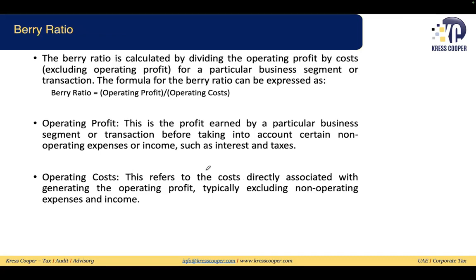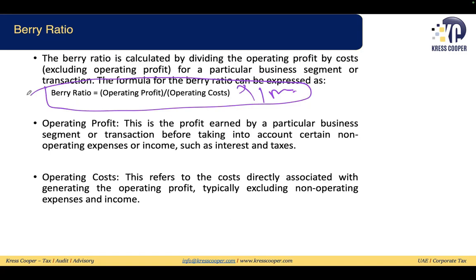Another term is the Berry ratio, which is another tool to ascertain the arm's length price. It is similar to the transactional net margin method, but it considers operating profit divided by operating cost, as a percentage. Instead of net profit divided by sales, as in the transactional net margin method, they apply the Berry ratio: operating profit divided by operating cost.